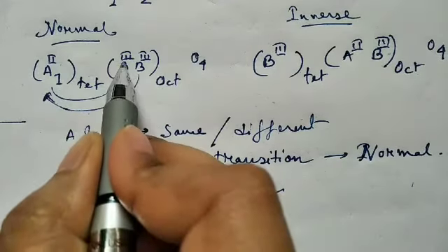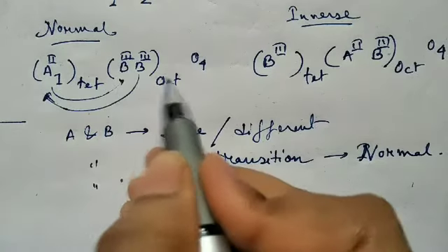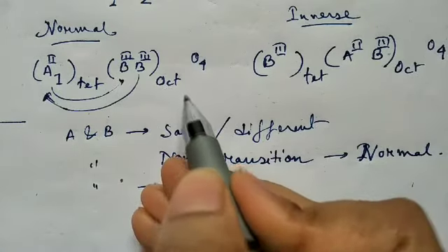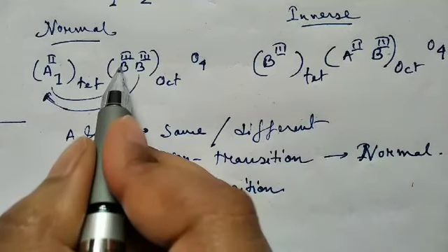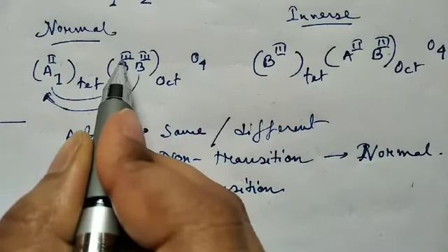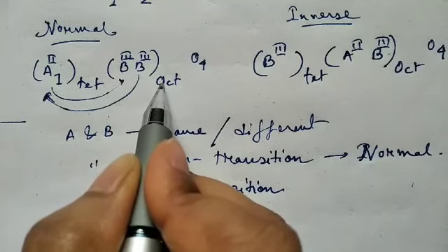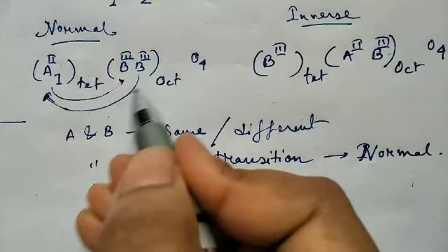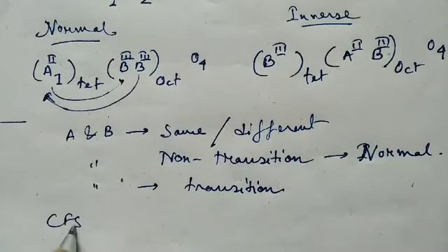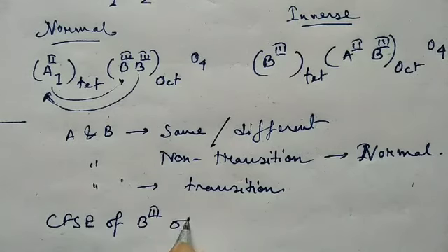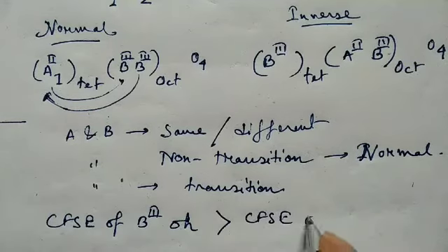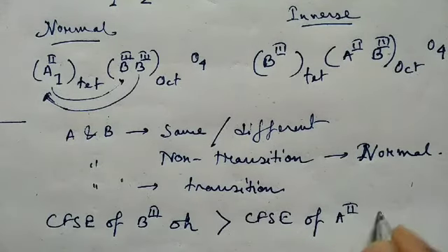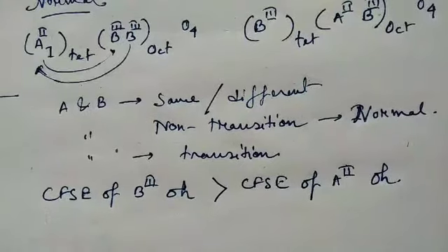That means the tripositive cation is getting more stabilized in the octahedral hole. CFSE more means more stabilization. Therefore, if the CFSE of the trivalent cation in the octahedral hole is more, it is stabilized more, then it will be a normal spinel. That means if the CFSE of the tripositive cation in the octahedral hole is greater than the CFSE of the dipositive cation in the octahedral hole, then it will be called a normal spinel.